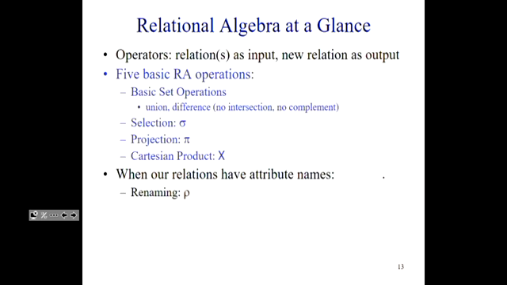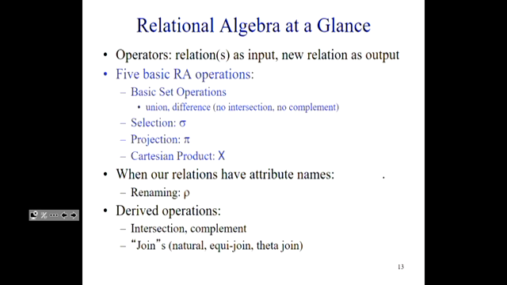Okay, so at a high level, this is going to be our outline for the rest of the content for this lecture and the next one. The operators take in relations as input and provide a new relation as output. There are 5 basic relational algebra operators.